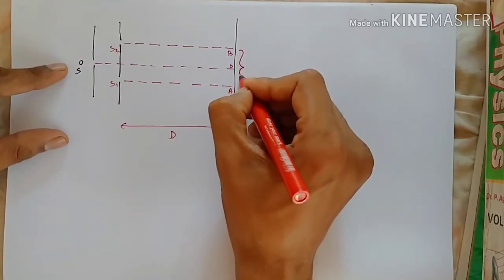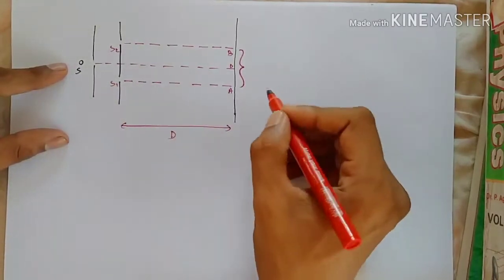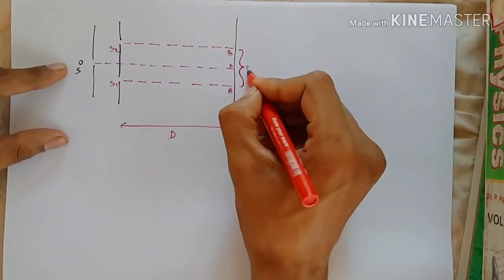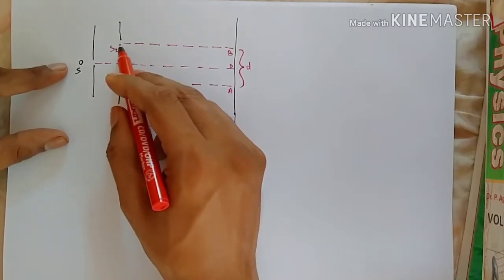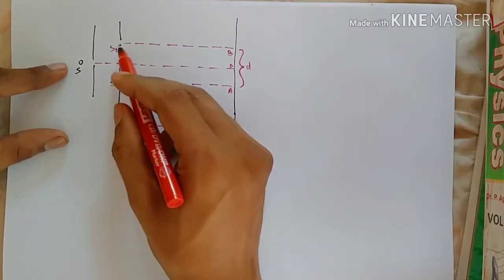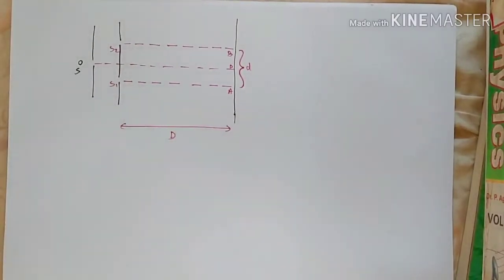This distance is the distance between two slits. It is taken as small d. Small d is the slit distance between the two slits. Capital D is the distance between the slit and screen.